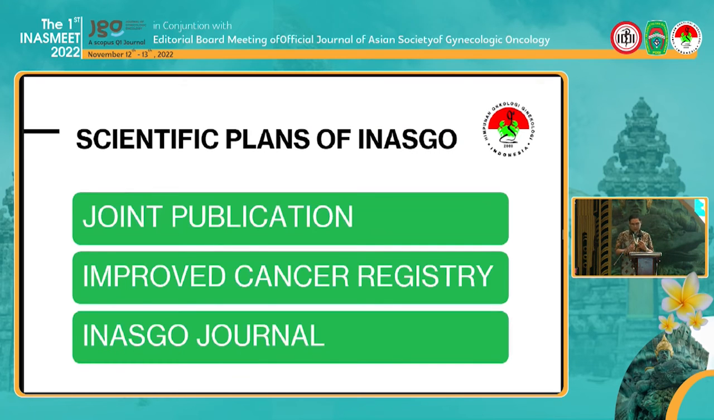As for the scientific plans of INASCO, I think we have to push our joint publications and improve the cancer registry, which will be talked about by Dr. Anggi after the next topic. We are also planning to have an INASCO journal. Hopefully within 3 or 4 years, we will have our own journal. At the beginning, we have to learn from GKO, if the Professor is also welcoming us to learn how GKO organizes the journal. Then we will also try to create our own journal.